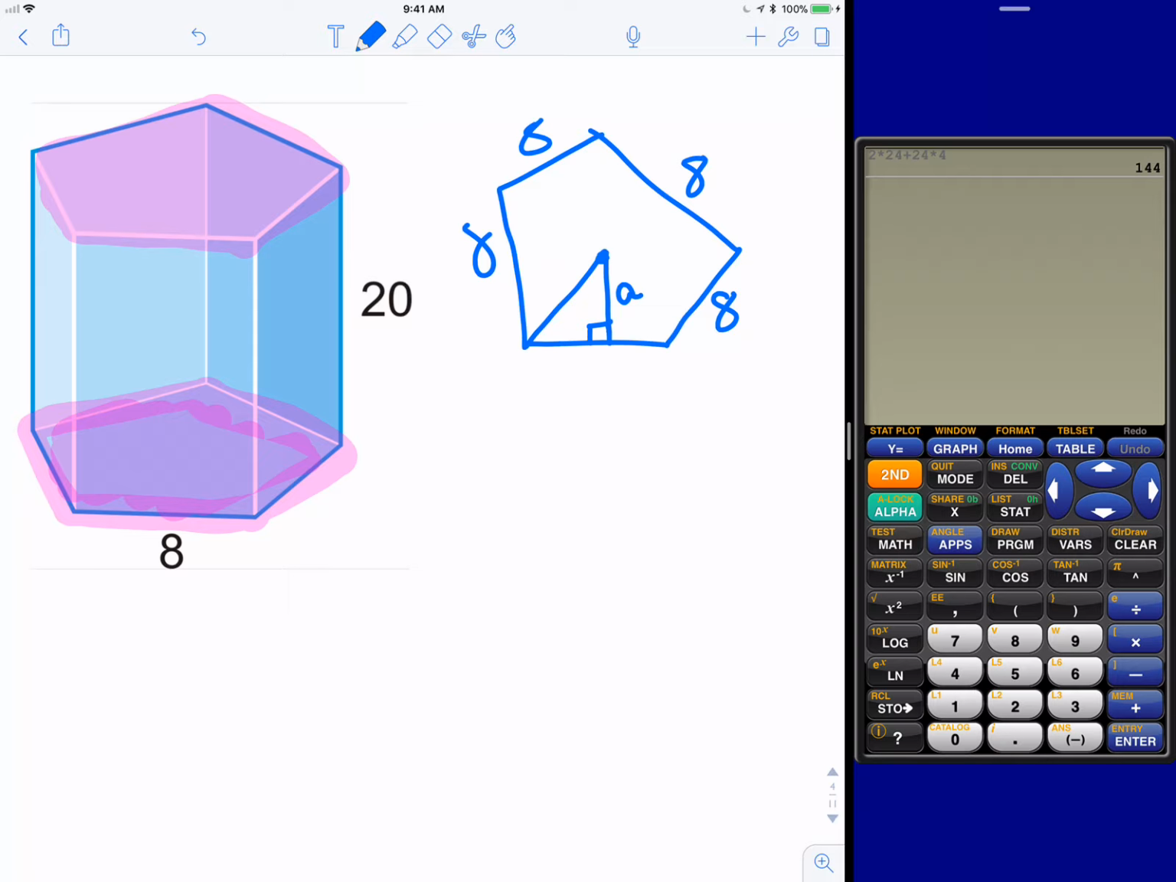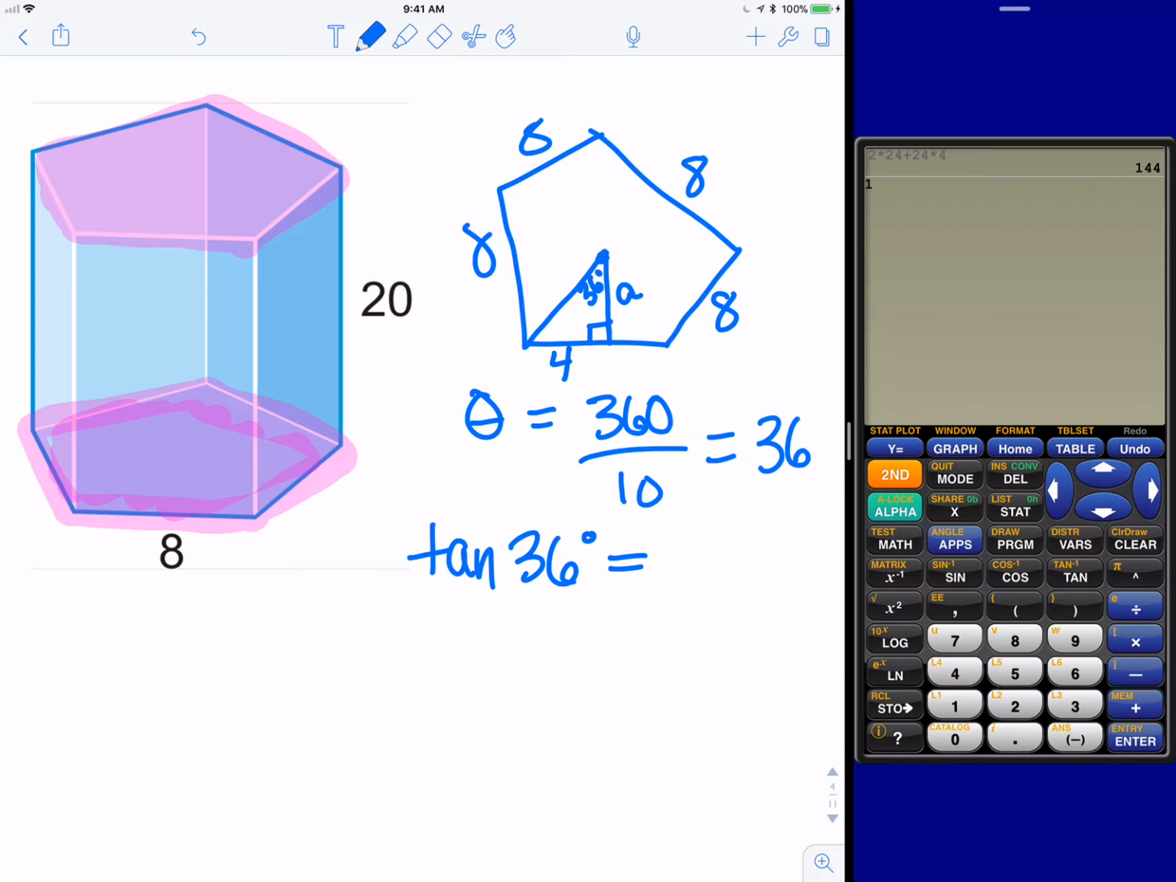and the side lengths are 8 all the way around, and we need to know the apothem. So we're going to have to do a little trig there. To solve for theta, that angle up on the top, take 360 divided by 10, 2n, and we get 36 degrees. So this is 36 degrees and this is 4. So I will use the tangent of 36 degrees equals opposite over adjacent. And when I solve that, I'll end up doing 4 divided by the tangent of 36 degrees. So the apothem is 5.51.